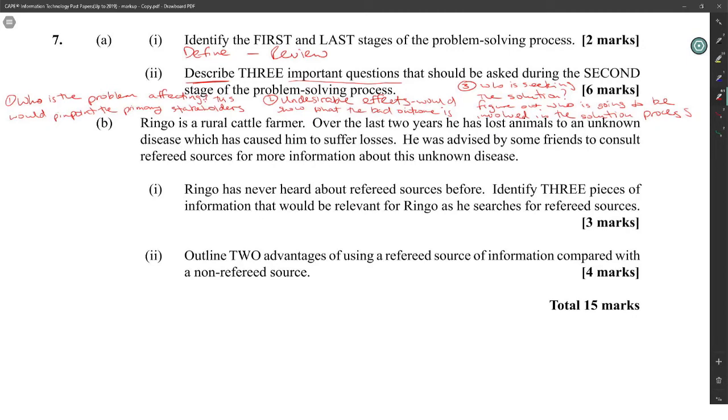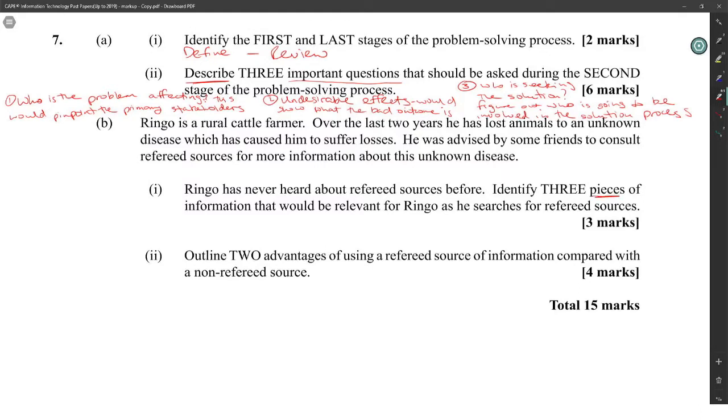Alright, so Ringo is a rural cattle farmer. Over the last 2 years, he has lost animals to an unknown disease which has caused him to suffer losses. He was advised by some friends to consult refereed sources for more information about this unknown disease. How sad. Poor cattle. Ringo has never heard about refereed sources before. Identify 3 pieces of information that will be relevant for Ringo as he searches for refereed sources. 3 pieces of information. Wow.